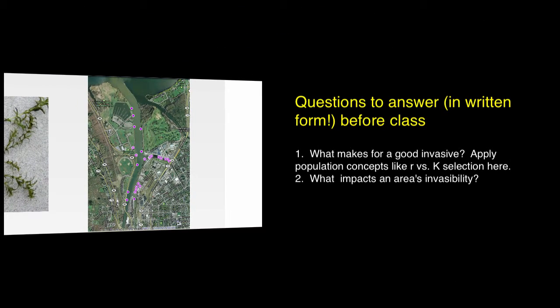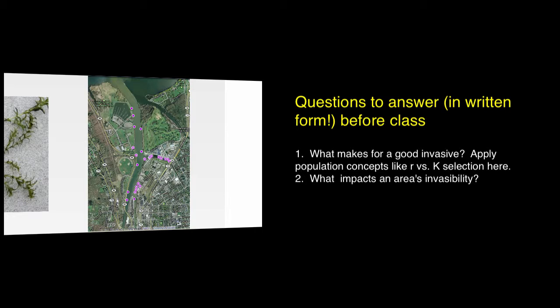Invasive species such as zebra mussels, such as the emerald ash borer, purple loosestrife, the goby fish. These have all caused extreme ecological damage as well as had negative economic impacts.